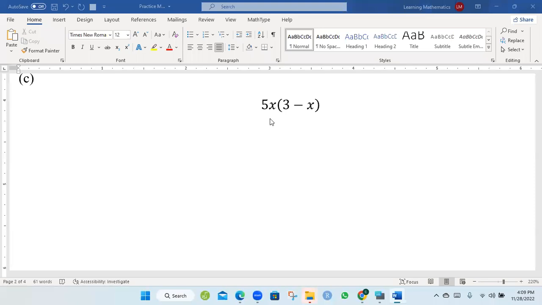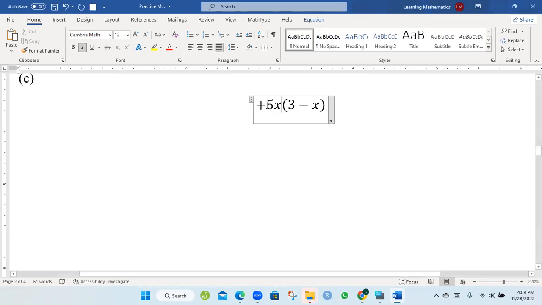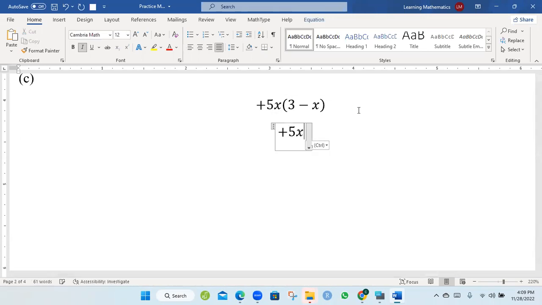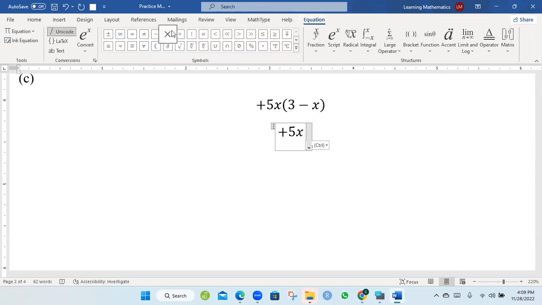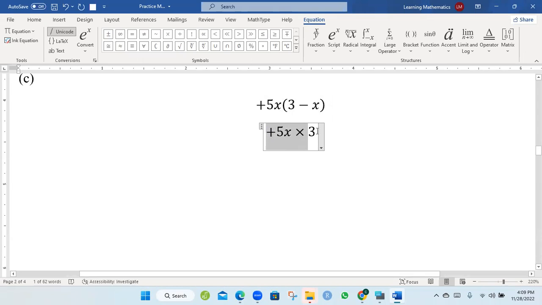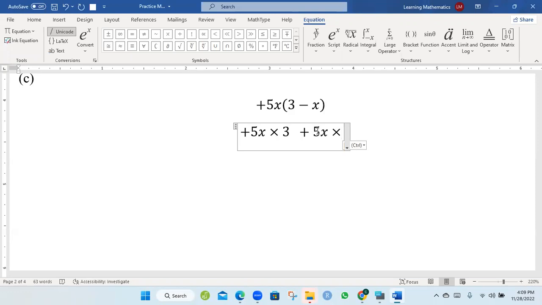For part C, we are multiplying by 5x. And by the way, that's a positive 5x. You can put a positive sign. Okay? Sometimes it helps. If you don't see a sign, put a positive sign. We're multiplying by positive 5x. It's a positive 5x times a 3. And positive 5x, okay? The positive 5x we're multiplying by, times a negative x.